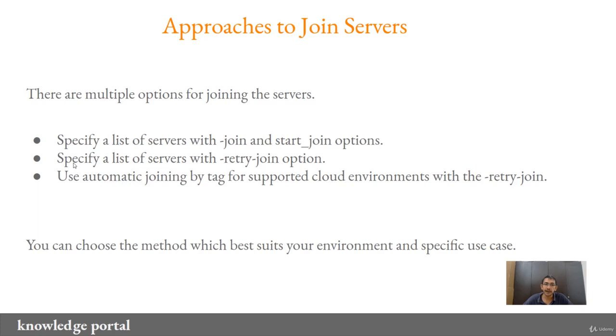Now, the second and better way is where you can specify a list of servers with the retry-join option. And the third one is also a great approach, where you achieve automatic joining by tag for supported cloud environments with the retry join. So this is also referred to as the cloud auto join. You can choose the method which best suits your environment and your specific use case. So let's go ahead and quickly look into these.